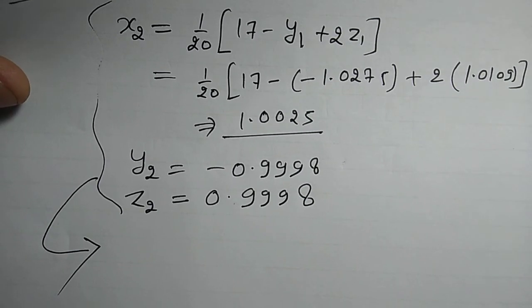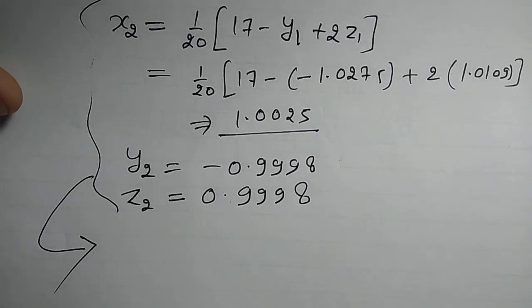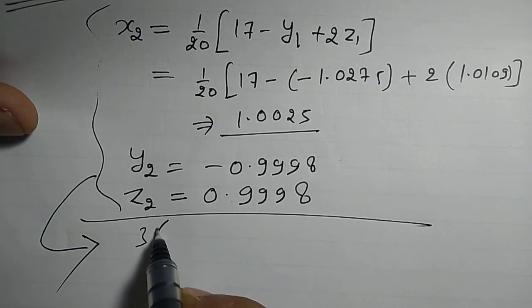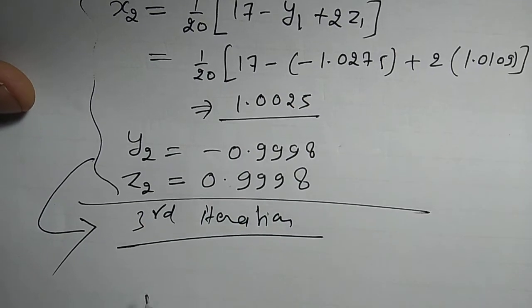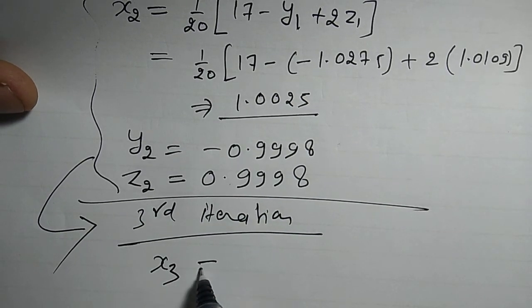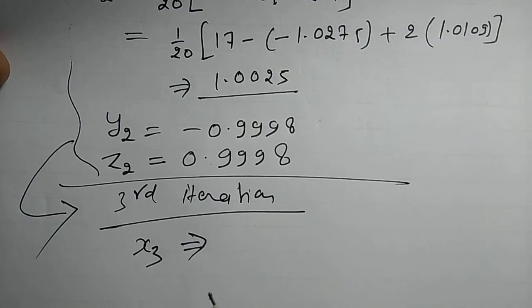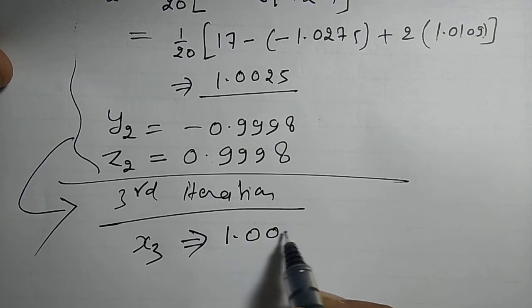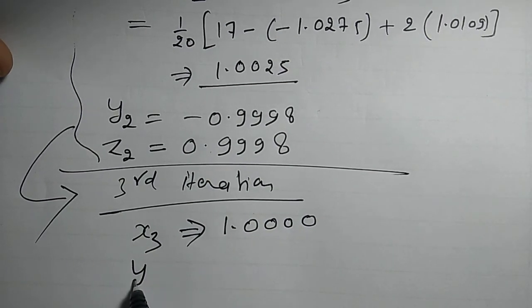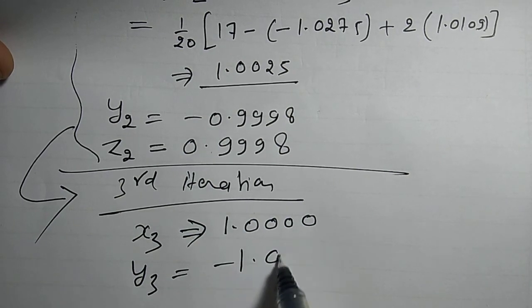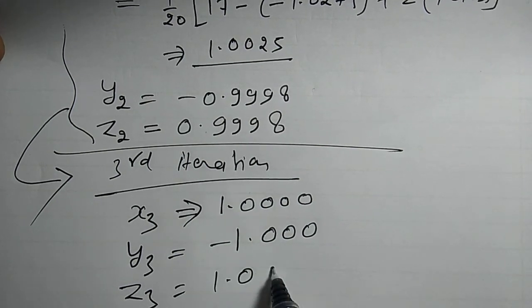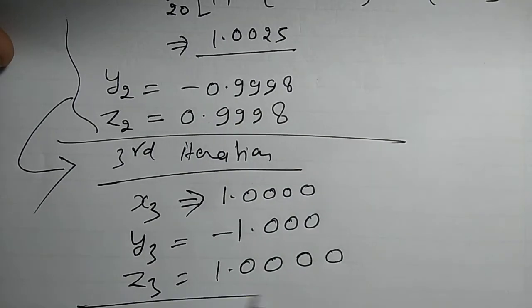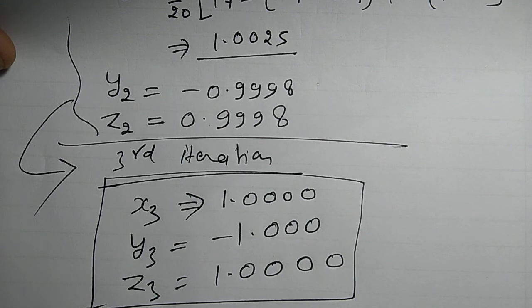If you move to the third iteration, your solution will converge. The third iteration gives x3, the value of x, as 1.0000, y3 as minus 1.0000, and z3 as 1.0000. So in the third iteration your solution converges to 1, minus 1 and 1.